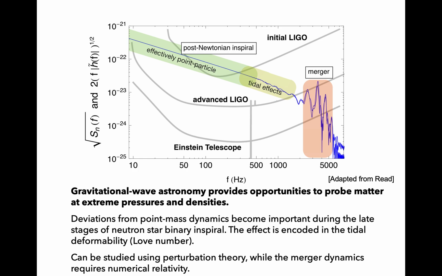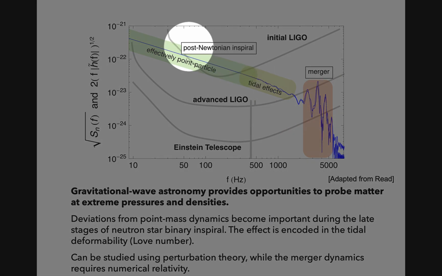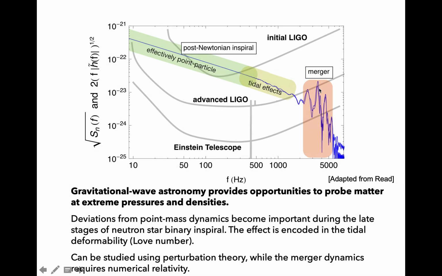So this gives us, through gravitational wave astronomy, an avenue for probing the matter at extreme pressures and densities associated with neutron star cores. Now, this diagram from Jocelyn Read I think is really good, because it also gives us roughly a description of what happened in GW170817, the first observed neutron star binary merger, where you can see that the inspiral part is detectable, but the merger itself is not.